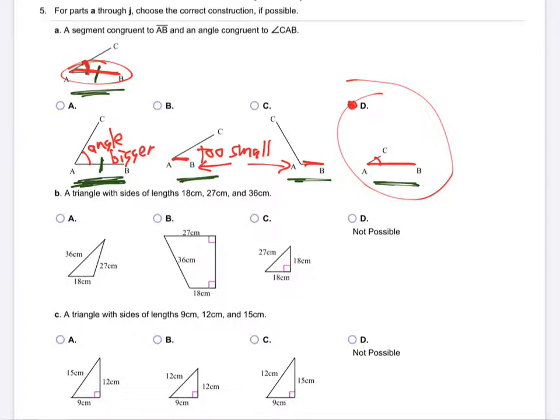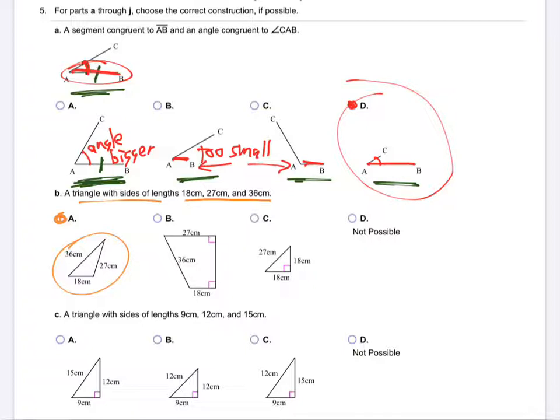Part B, I think part B is a real obvious one. Part B just says a triangle with sides 18, 27, and 36. So which of those four, A, B, C, or D, is a triangle with 18, 27, and 36? Just A, yeah, just looking at it. There it is. All right.